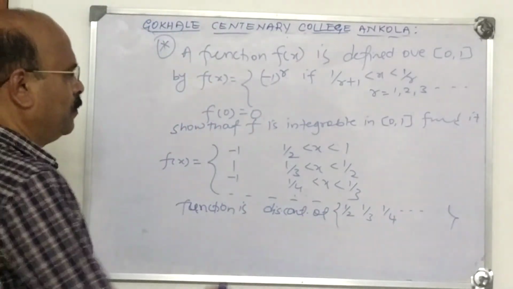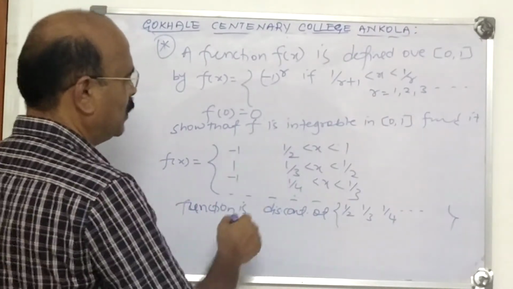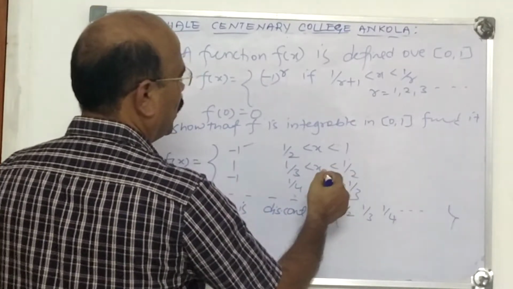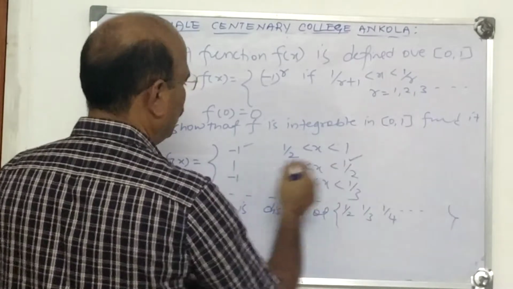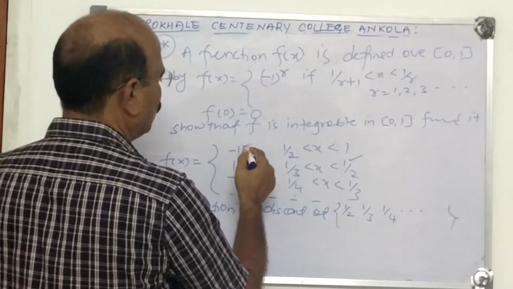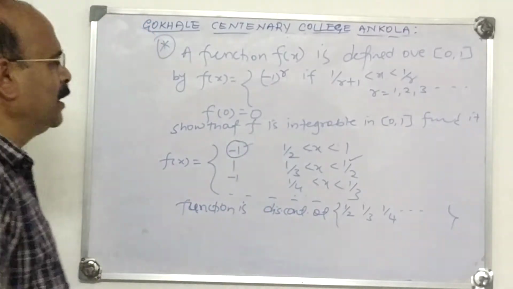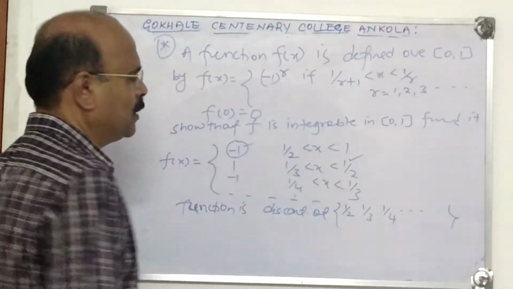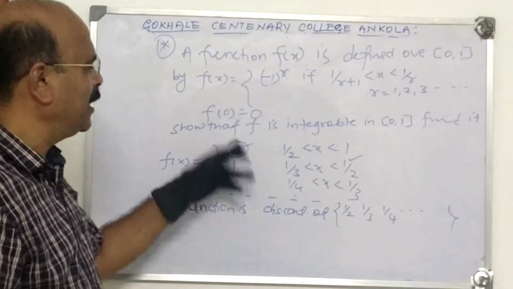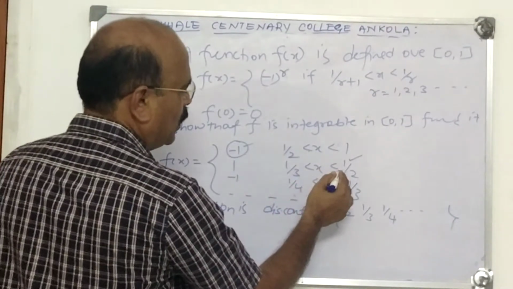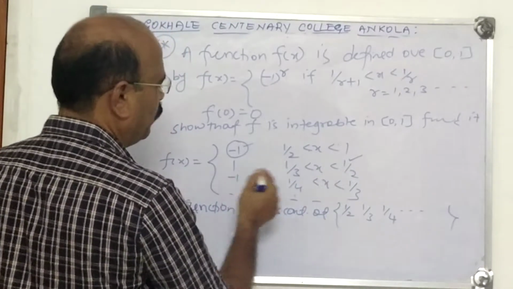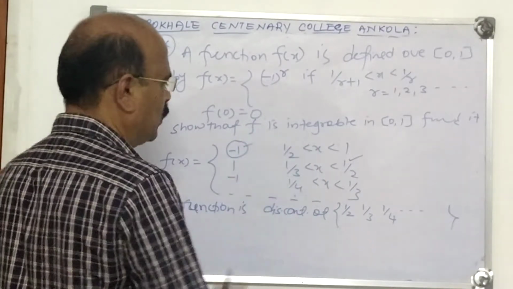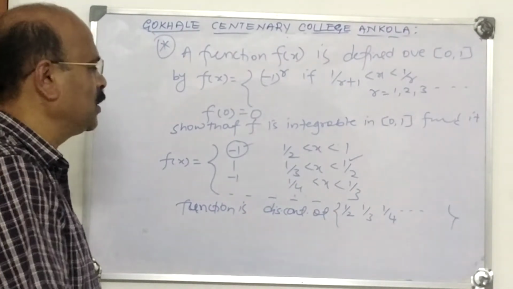As in the previous example, why is it discontinuous at half? Because when x is less than half, x is less than half plus 1, greater than half minus 1. Therefore, the left hand limit is 1 and the right hand limit is minus 1, so the two-sided limits are different here. How is it defined? For x less than half, it is 1, so the left hand limit is 1. For x greater than half, it is minus 1, so the right hand limit is minus 1. The two-sided limits are different, hence the function is discontinuous.